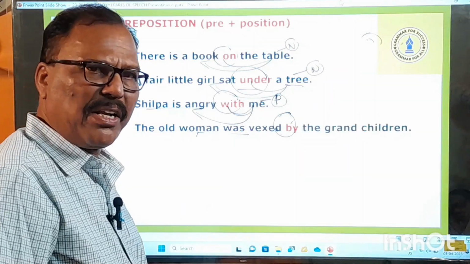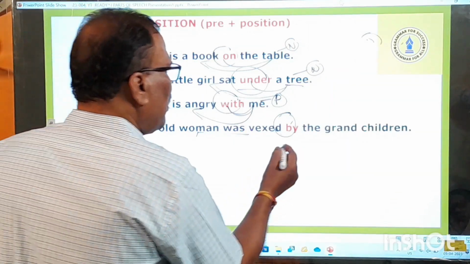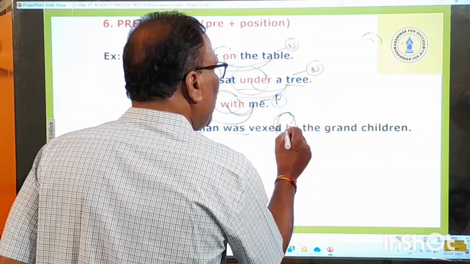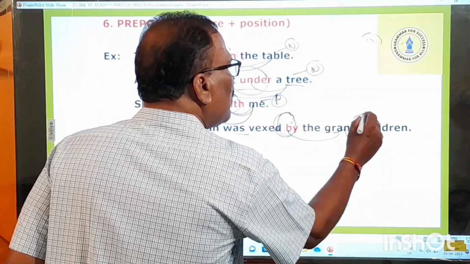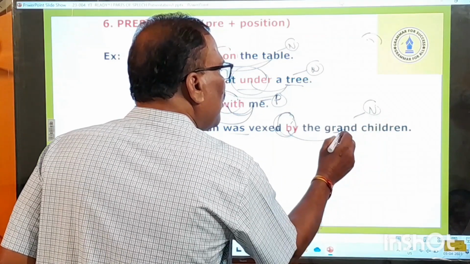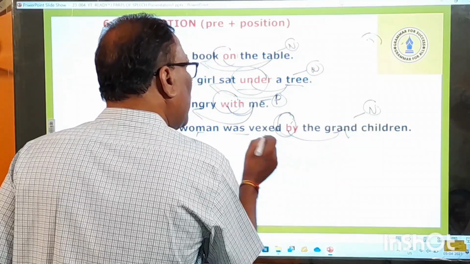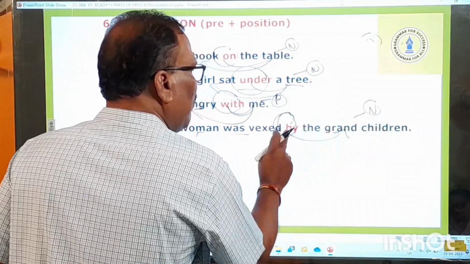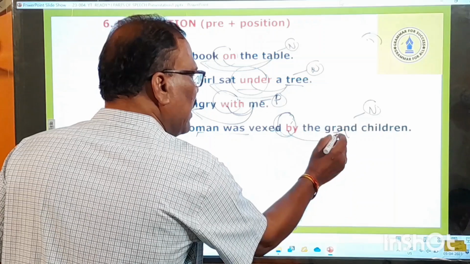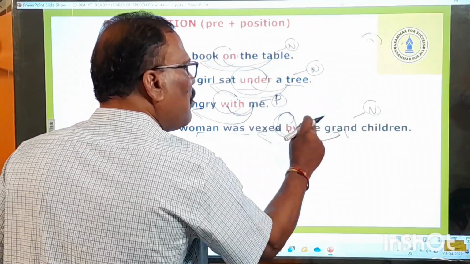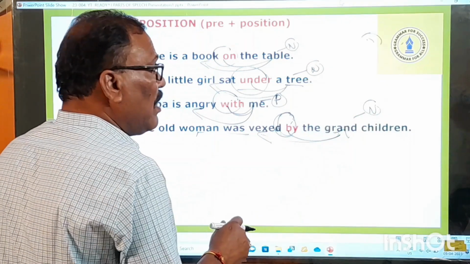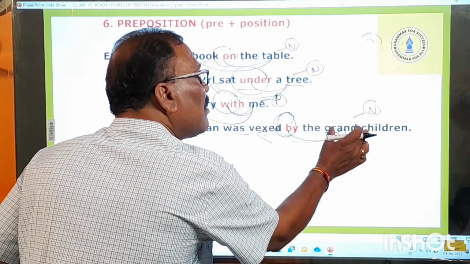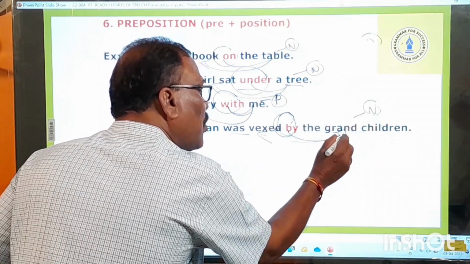Okay, it's very simple and easy, right? And here, what is that? What is happening here? When this by is used here, the word grandchildren, which is a noun, is getting attached to the sentence. When it is removed, it is getting detached. Okay, when it is used, it is getting attached to the sentence. When it is removed, it is getting detached from the sentence. So that means, this by is placed before this grandchildren, that is a noun, and it is joining it to the rest of the sentence.